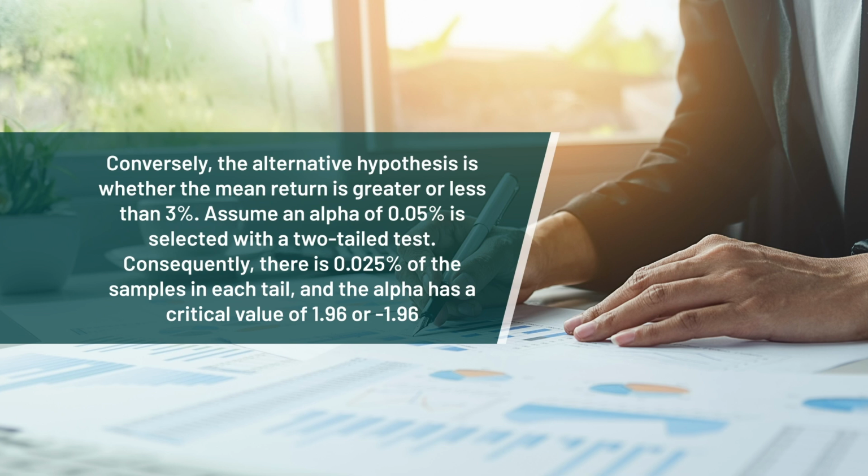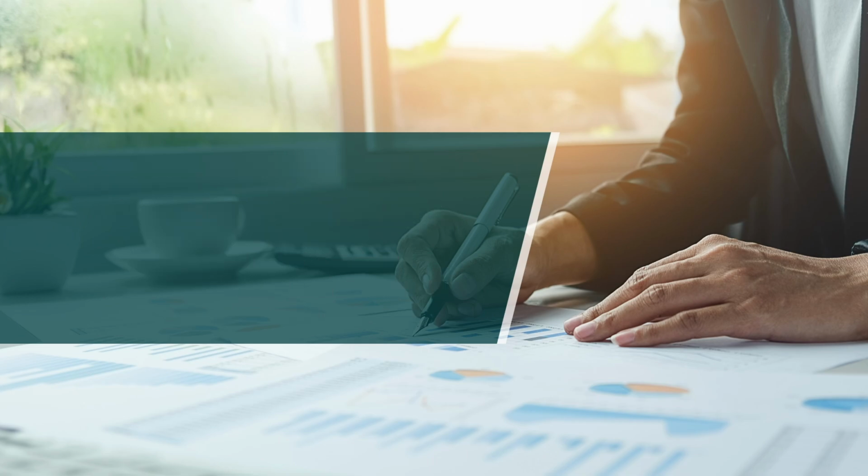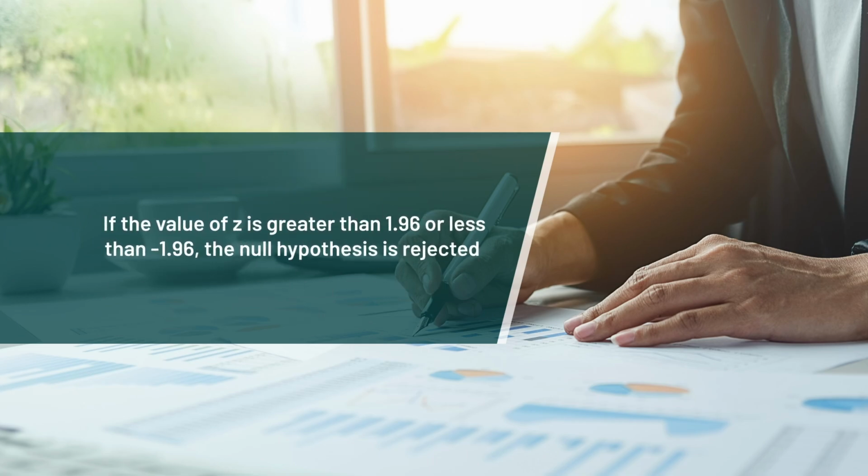I think the one-tailed test and two-tailed test we have already covered in a preceding session, which was more focusing on the right and left. If you have a tail at the right side, it could be the right tail, at the left side, it could be the left tail. Consequently, there is 0.025 of the sample in each tail and the alpha has a critical value of 1.96 or minus 1.96. So if the value of Z is greater than 1.96 or less than minus 1.96, the null hypothesis is rejected.